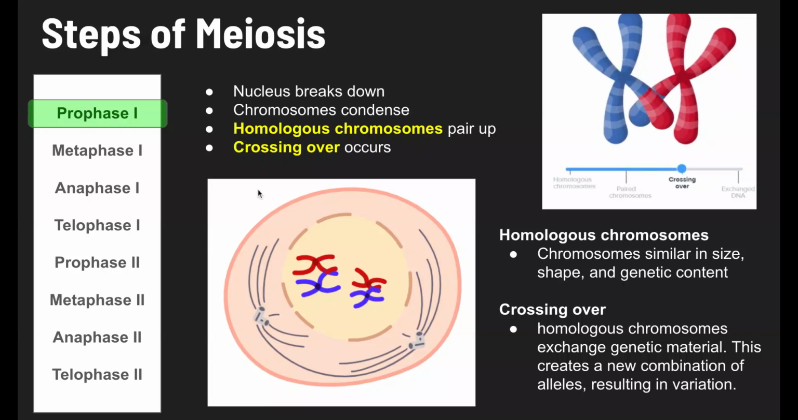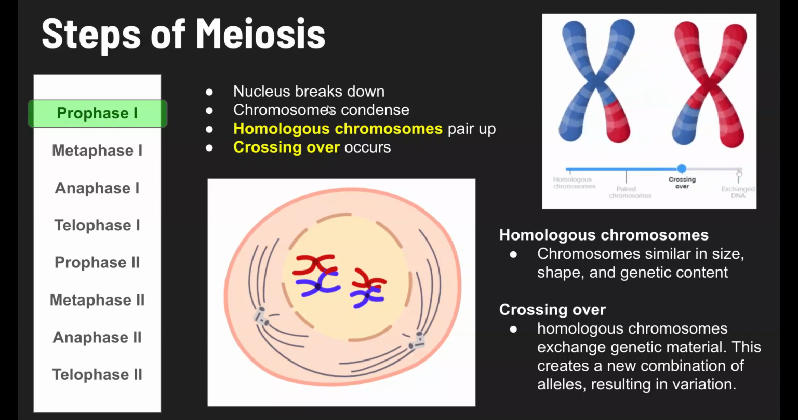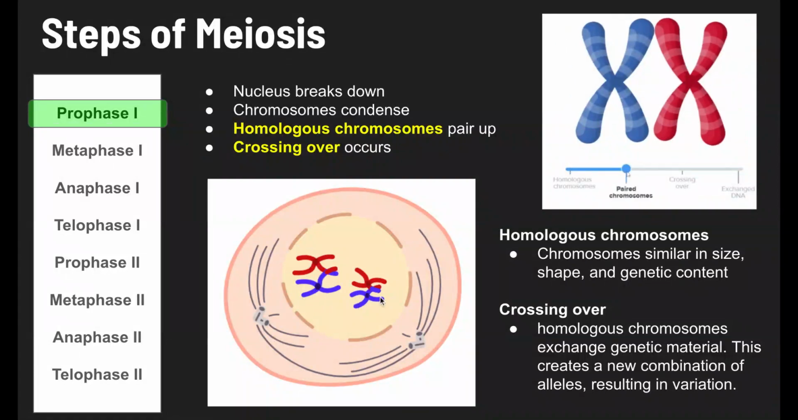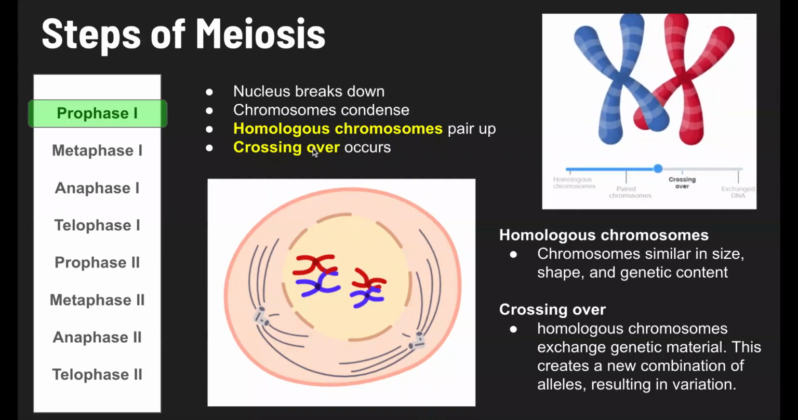So in prophase 1, the nucleus breaks down, chromosomes form, they condense, and homologous chromosomes pair up. So, for example, you can kind of see this is a pair, red and blue, that have paired up, and then over here there's a pair that have paired up. And when they pair up in prophase 1, crossing over occurs.